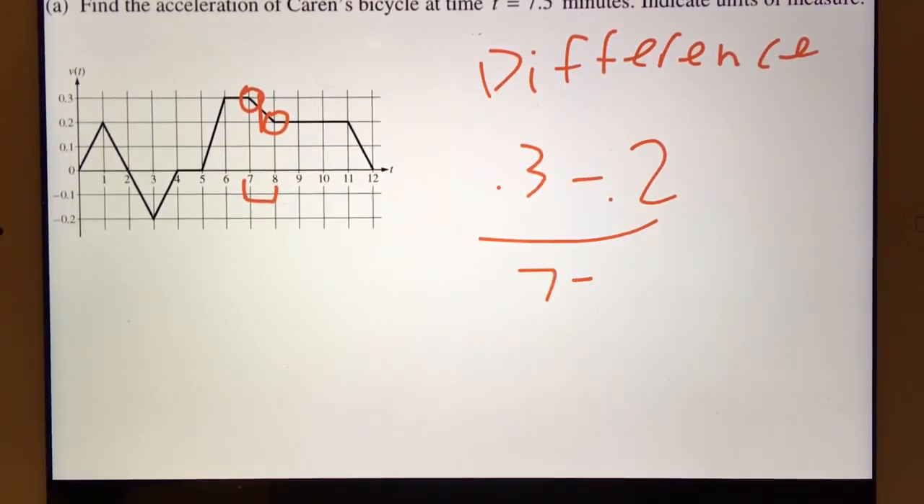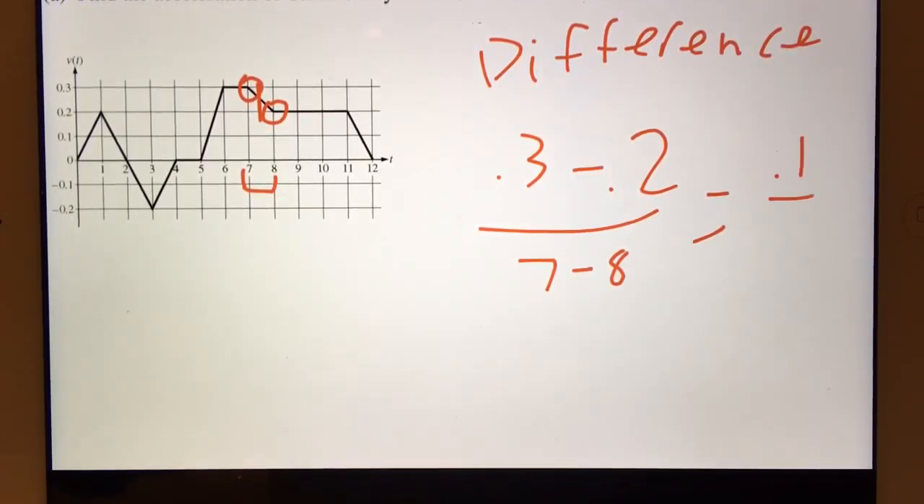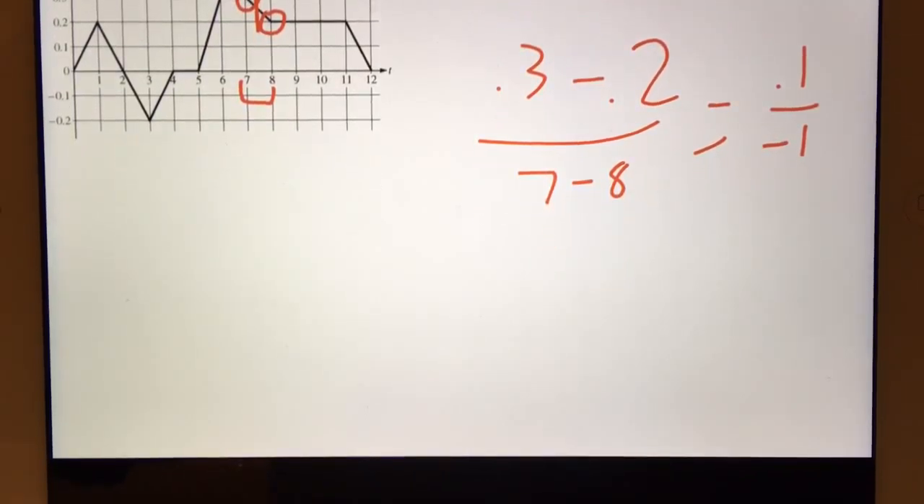We do 7 minus 8. If you reduce that, you get 0.1 over negative 1, or if we simplify that, we get negative 0.1. Now, what is that? What does that mean? What are the units of measure?